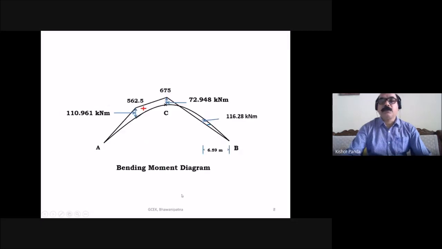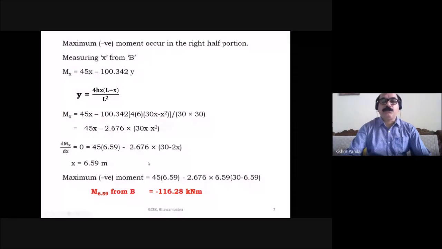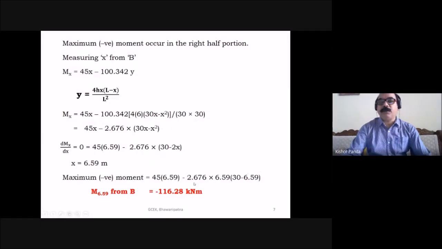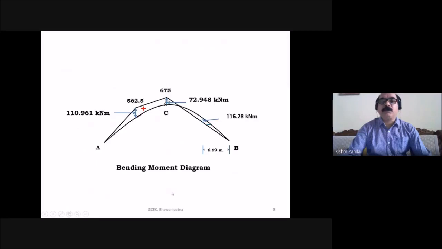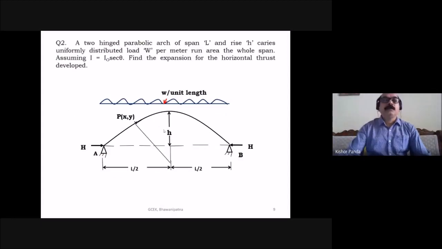This is the B moment diagram, so this is your positive. Due to horizontal thrust, the bending moment is negative, and its value is lesser than this one, so negative is more. So here you got minus 116.28 kilonewton meter. This is the bending moment diagram due to the horizontal thrust, and this is the B moment diagram, which is due to the vertical force. This is your final bending moment diagram. Now you are clear how to find out the thrust and bending moment, the positive and negative, and how to plot the bending moment diagram. So, another question here.